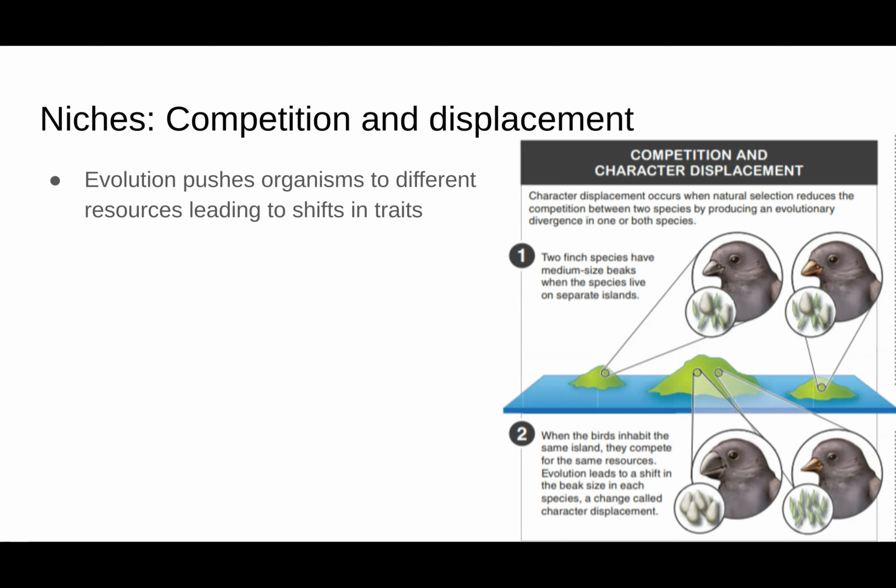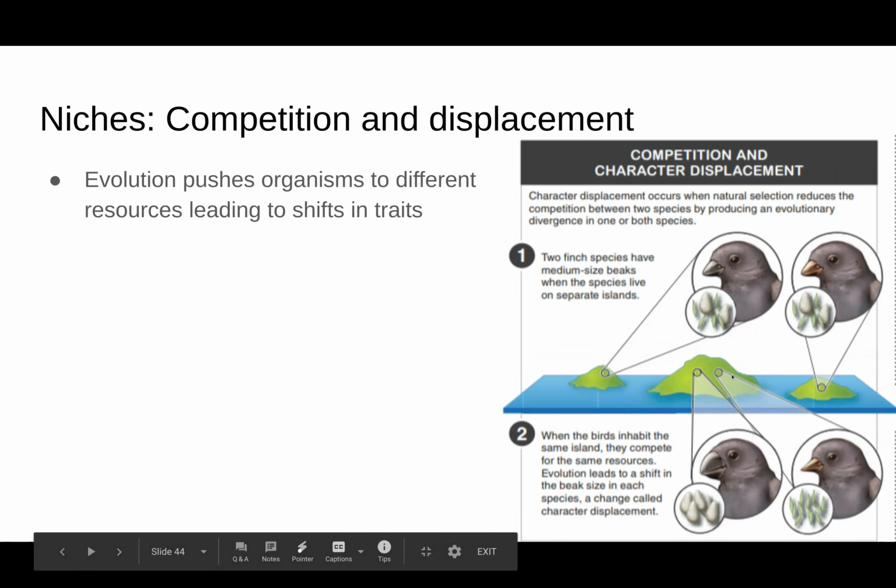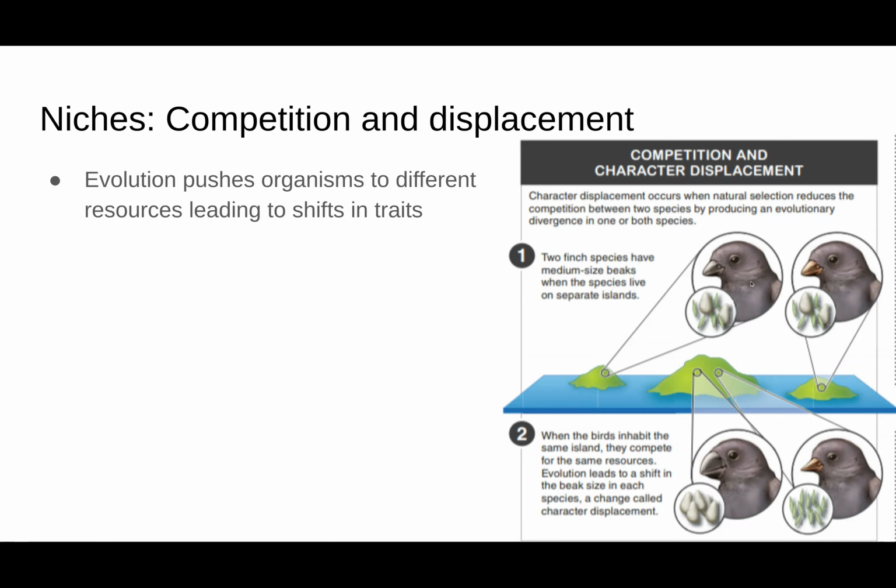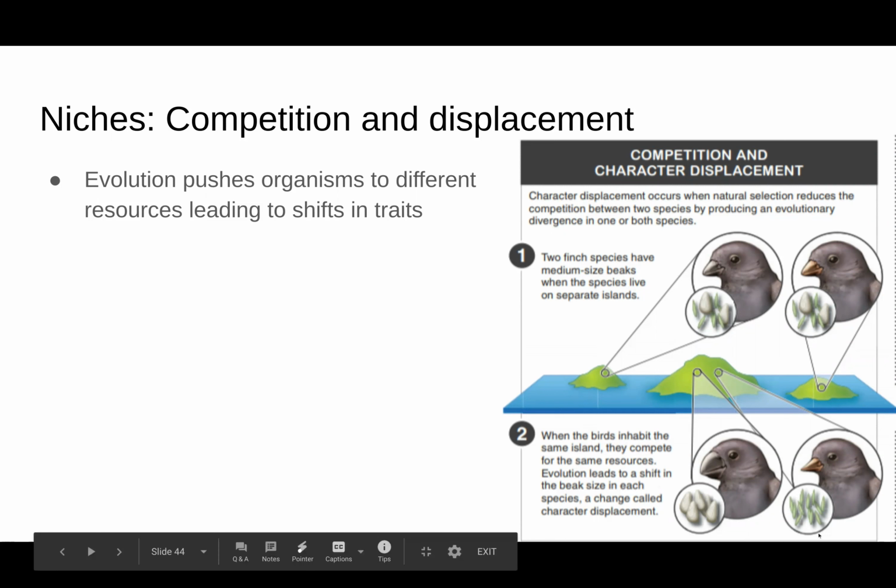Essentially, evolution fosters competition, but it also encourages separation, right? In a survival of the fittest sense, if there was just one seed source on this island, whichever organism was best adapted, so had the best traits, would win out, displacing the other. But what natural selection does allow for, and most commonly happens, is specialization.